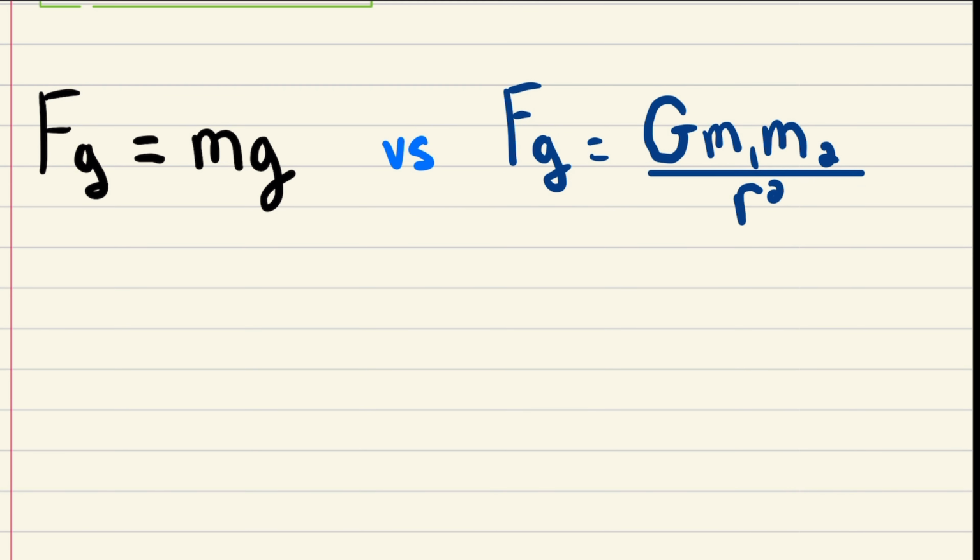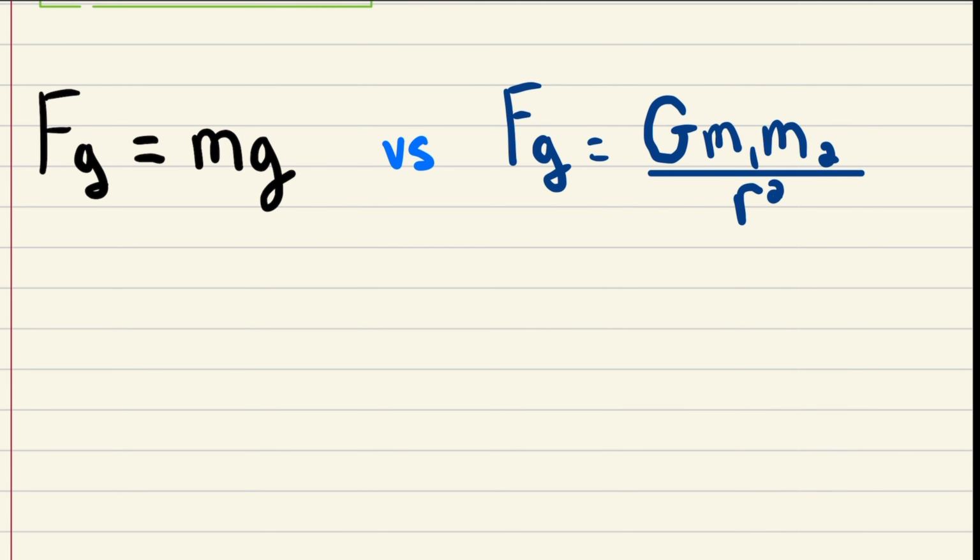So we've got two gravitational formulas, or force of gravity formulas, that we see commonly used in physics. The question is, how do I know which one to use? Do I use the more simple version, Fg is equal to m times g? Or do I use Newton's universal law of gravitation formula?